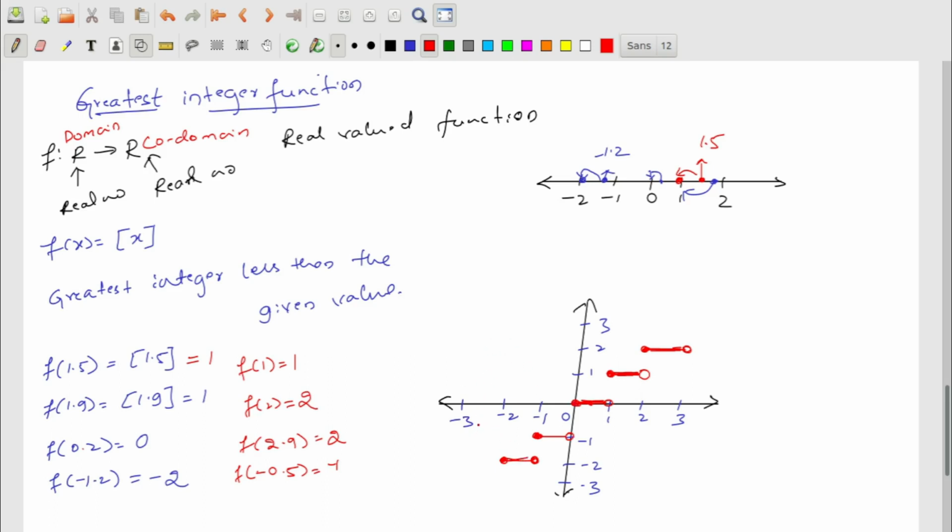So this is the greatest integer function, and you can also call it a step function. It is a discontinuous function. At integral points the function is discontinuous.